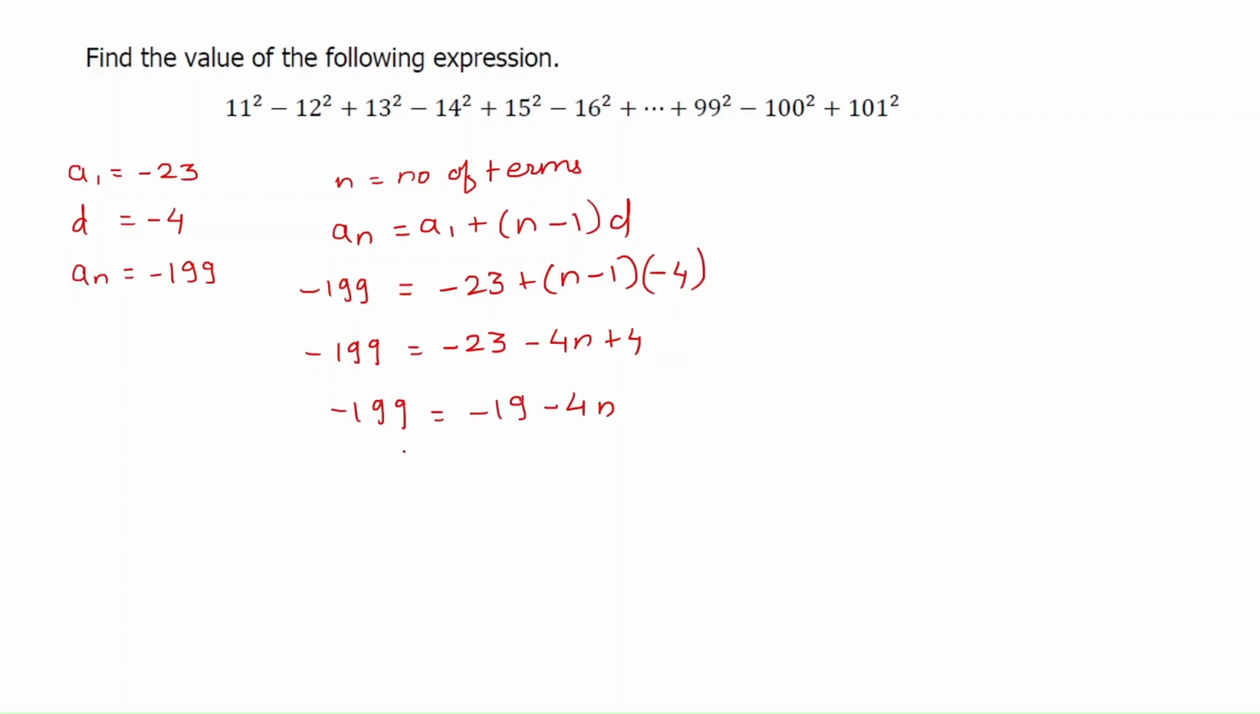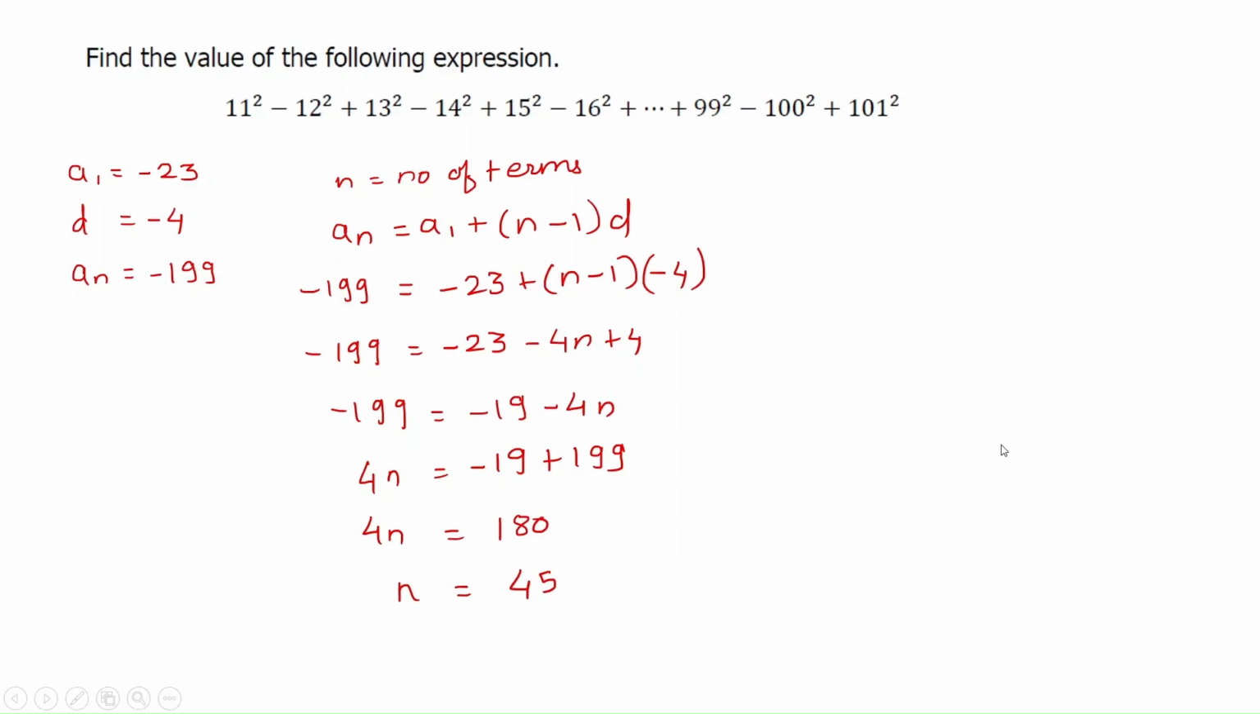So minus 199 equal to minus 19 minus 4n. Okay, so let's move 4n here, so it will be positive. 4n equal to minus 19 plus 199. 4n equal to 180. So the value of n is 45.